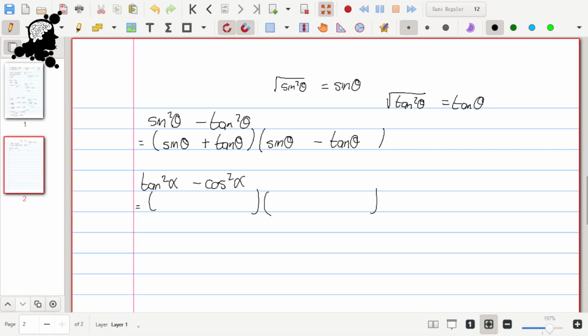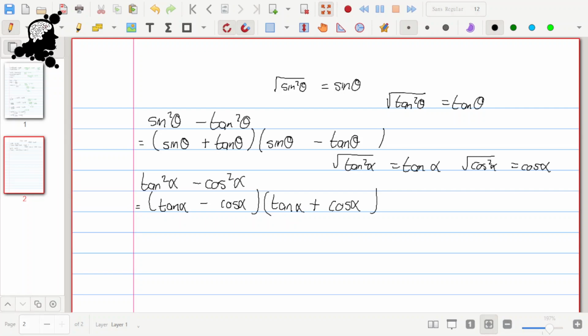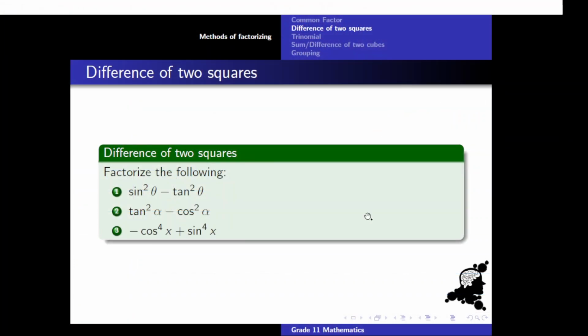Now, to get the first term, we need to find the square root of tan squared alpha, which is just going to give us tan of alpha. So this is tan of alpha, and we've got tan of alpha here. Then we proceed by putting in the signs. Next, we say, what is the square root of cos squared alpha? This is just cos of alpha. So we include cos alpha here, and we include cos alpha there. Brilliant. We have answered the question. We have factorized it successfully. Wonderful. Now for the next question.